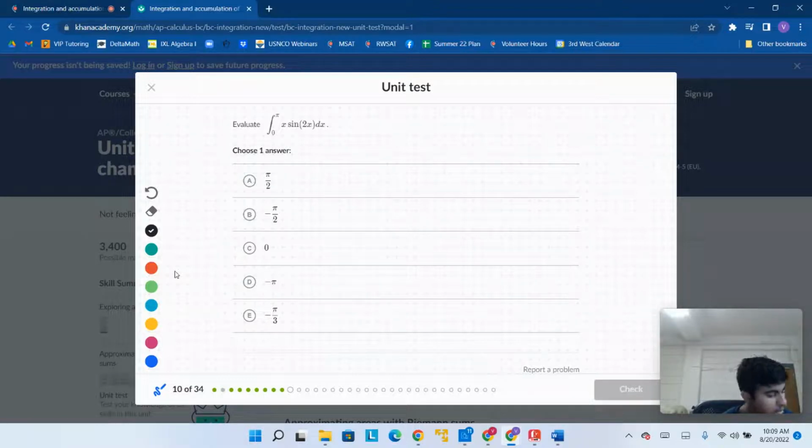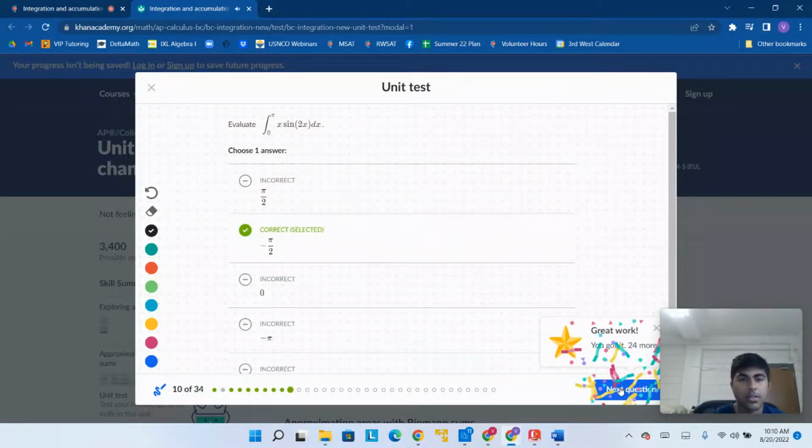The 0 is just going to cancel, and then the pi is going to be negative 1/2 pi times cosine of 2 pi, which is 1. So it's going to be negative 1/2 pi, negative pi over 2. Negative pi over 2. That's our answer. And we can move on to the next question.